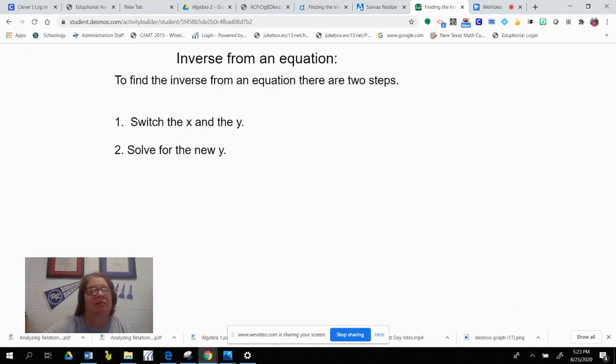Okay, so it's really easy to find the inverse from a table. Switch to x and y. It's really easy to find the inverse from a graph. Switch to x and y. They're reflected across the line y equals x.